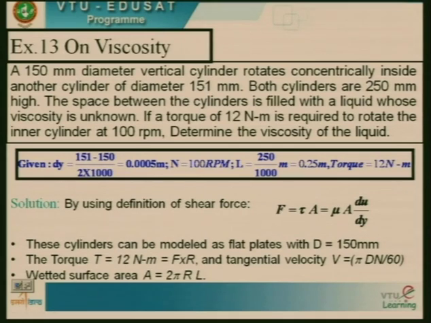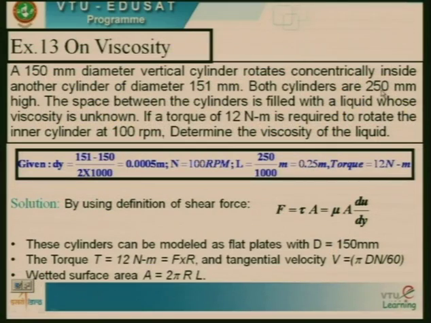You can assume that this is 150. So, it is rotating like this, exactly. So, you may be thinking this is outside is 151, inside is 150. So, the gap is hardly 1 mm, right. Now, both cylinders are 250 mm high. It means this length is 250 mm. Assuming that this is a cylinder of 250 mm length, diameter is 150 mm. It is moving inside, you can see this is moving, and another cylinder is there outside which is having 151 mm. Is it okay?